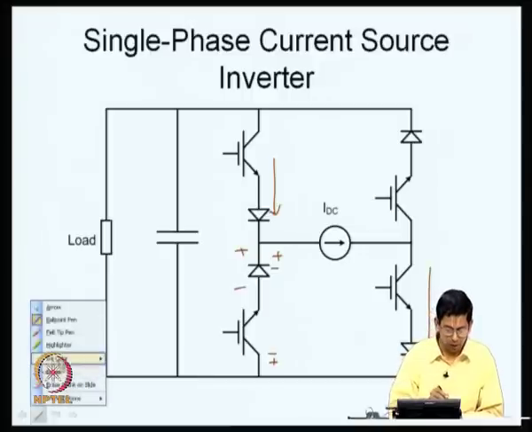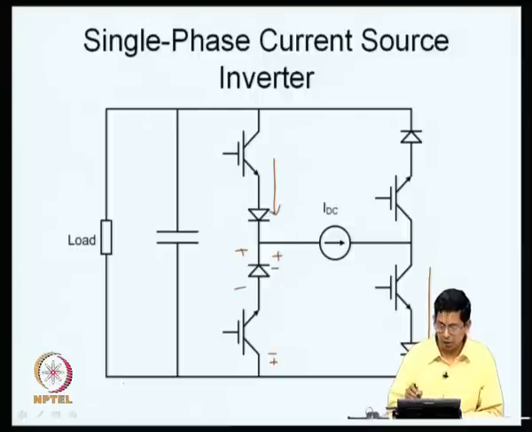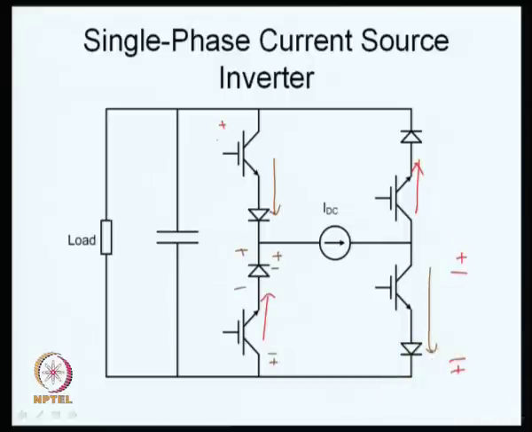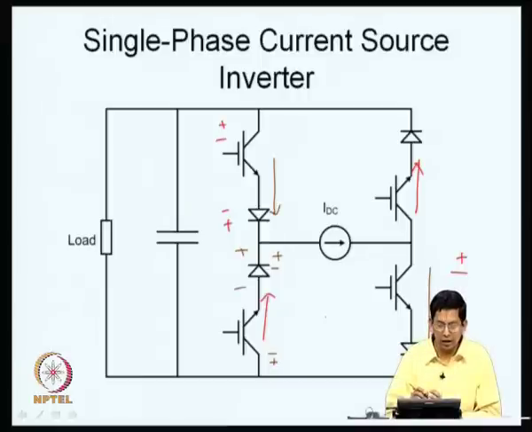Similarly, you can look at the other scenario where these two devices could be on. In that case current flows through this and here, and these two switches are now in the off state, which could be blocking a bidirectional voltage, which could be of either polarity. So, this is one electronic realization of a current source inverter: a single unidirectional current and bidirectional voltage blocking.